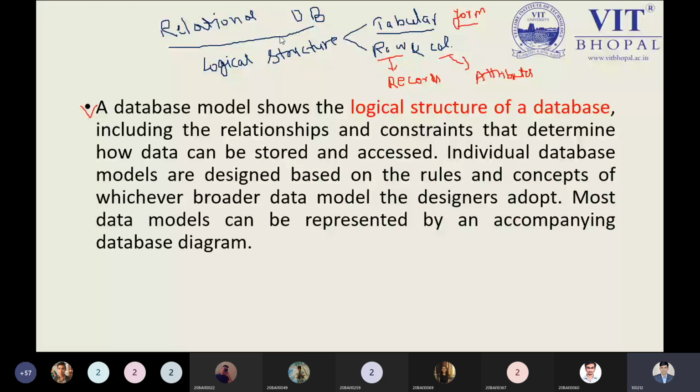So, the relational database we have seen. If you remember, the relational database is a logical structure. And what is the logical structure of the relational database? Of course, the tabular form, and the tabular form is represented in two ways: rows and columns. Rows identify the records, and columns identify the attributes. So the relational database, I am saying once again, is represented in a tabular manner. That is the logical structure of our data model.